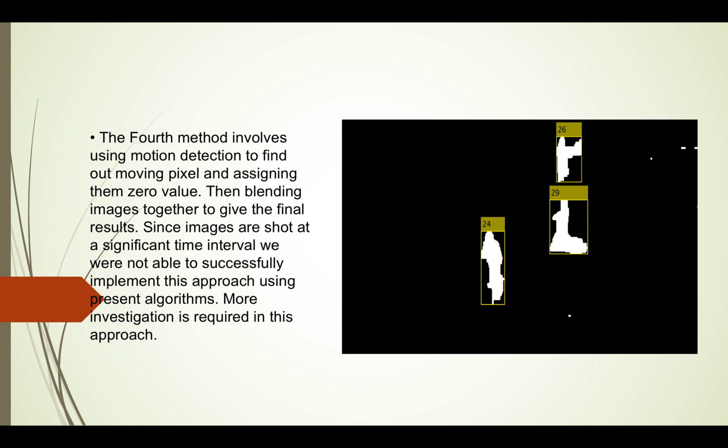And the fourth method involves using motion detection to find moving pixels and assigning them zero value, then blending images together to give the final result. Since images are shot at a significant time interval, we were not able to successfully implement this approach using present algorithms. More investigation is required in this approach.